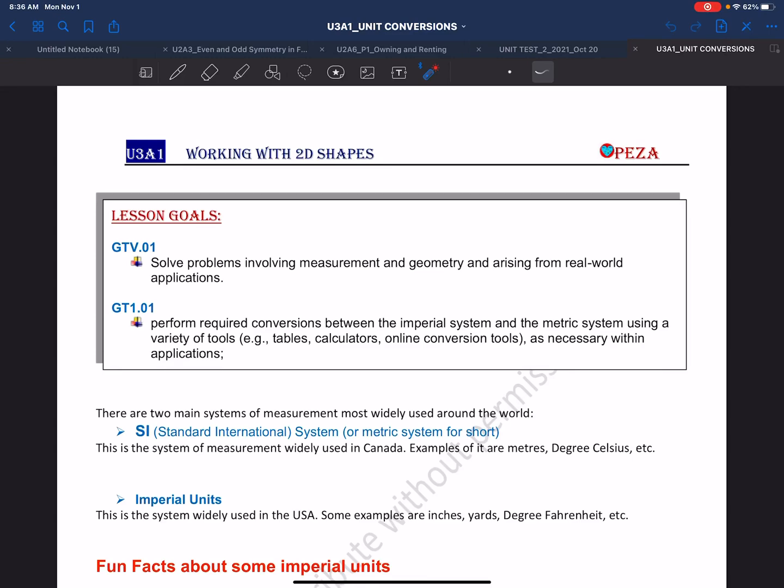Hello and welcome. We are starting the unit of geometry in the Foundations for College Math, and this is our first lesson. We're working on 2D shapes, finding perimeter and area, and very often we'll have to convert between SI, or the Standard International System unit measurements, and imperial units. Sometimes we have to convert within the SI system, sometimes within imperial units, and sometimes in between.